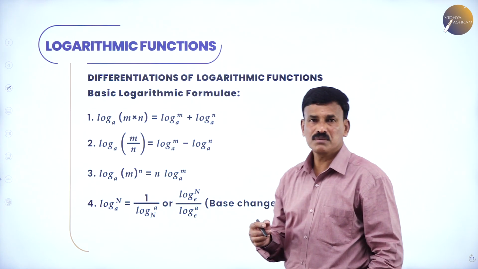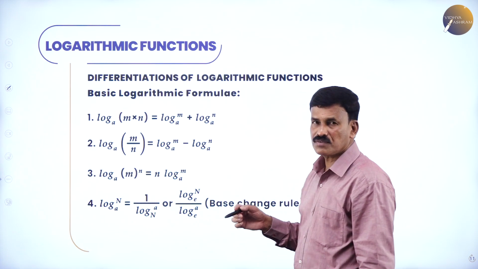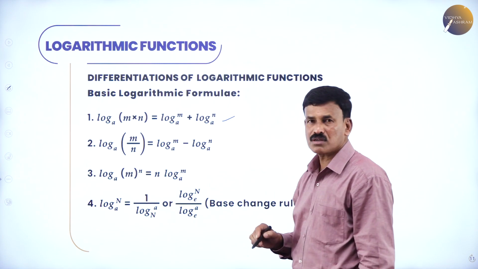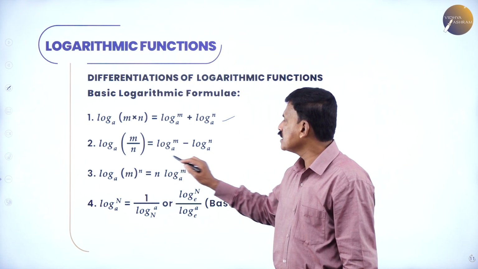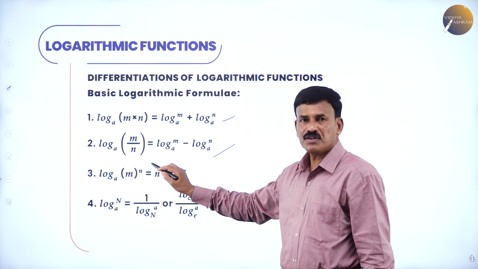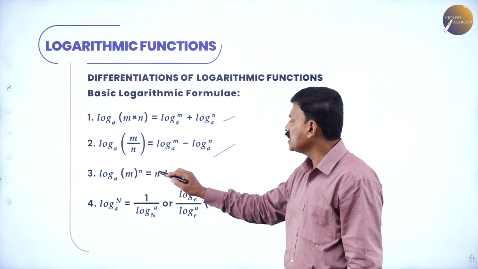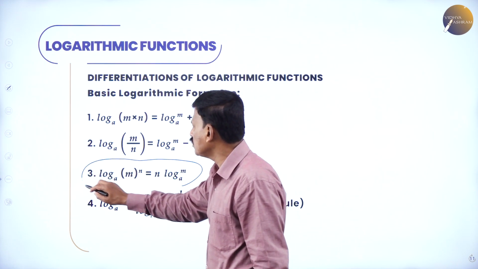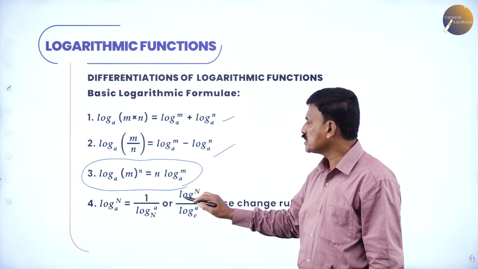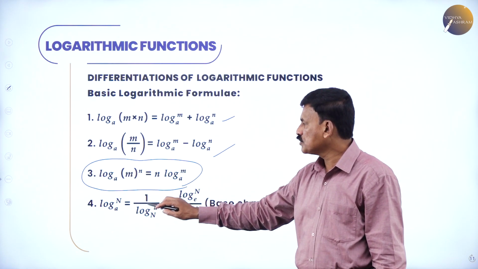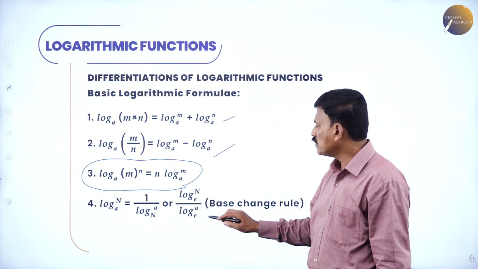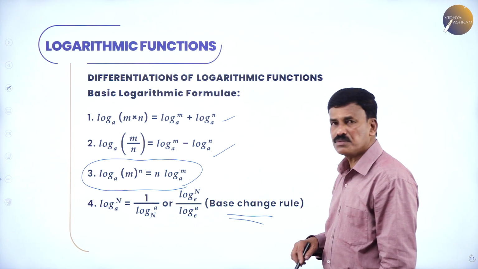Now move on to the next type of problem, differentiation of logarithmic functions. So let us recall the basic laws of logarithms. Log m into n to base a is equal to log m to base a plus log n to base a. Log m by n is equal to log m to base a minus log n to base a. Logarithm of m to the power of n to base a is equal to n log m. This is a very important formula which we are going to use now. Log m to base n is equal to log m to base a divided by log n to base a, and this is the base change rule. Log n to base a is also equal to 1 over log a to base n, or log n to base e by log a to base e. This is called the base change rule.